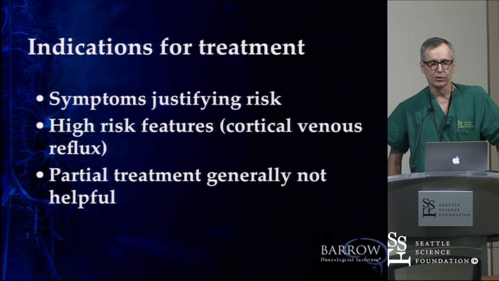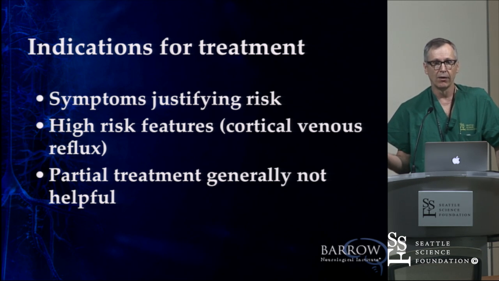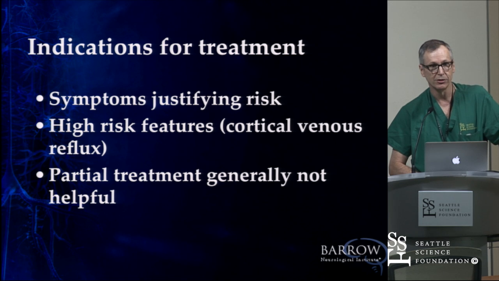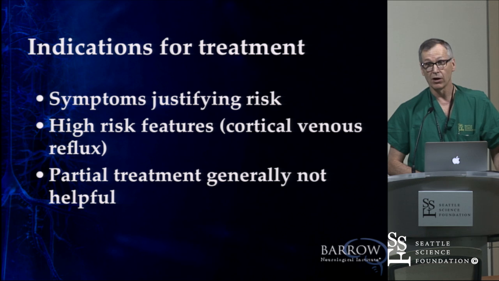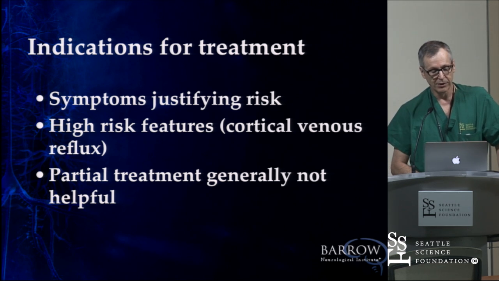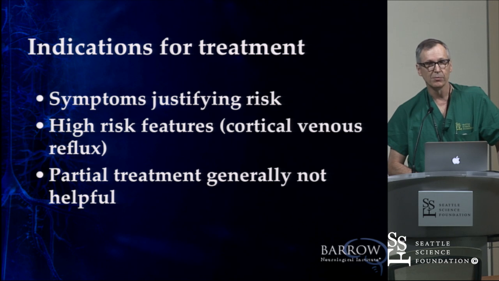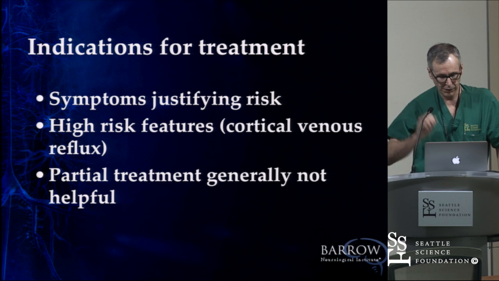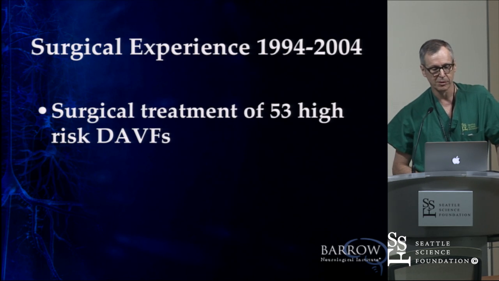So what are the indications for treatment? Well, number one, do the symptoms justify the risk? So if it's a low-risk fistula, no cortical venous drainage, are the symptoms disruptive enough to the patient to justify treating it? Number two, are there high-risk features, whether or not it's symptomatic? And I find that it's really unusual that partial treatment is helpful in any way. They just recur far too frequently for the partial treatment to be very helpful.